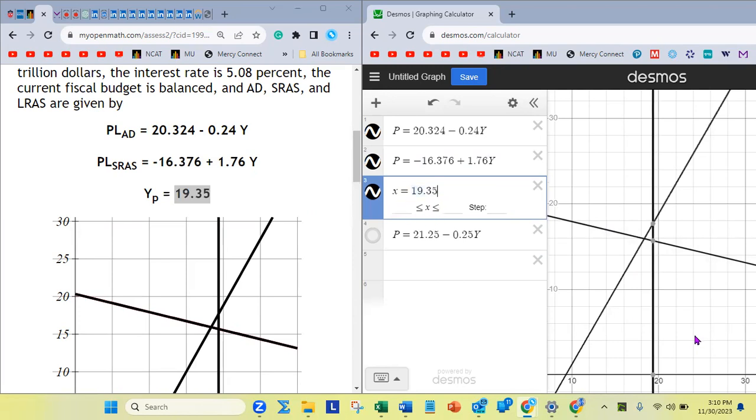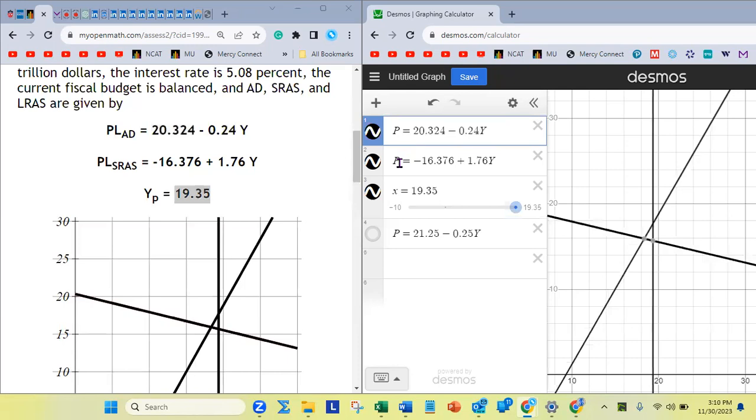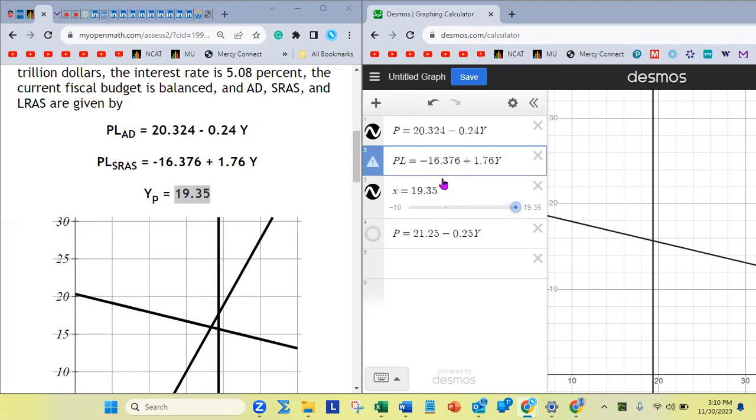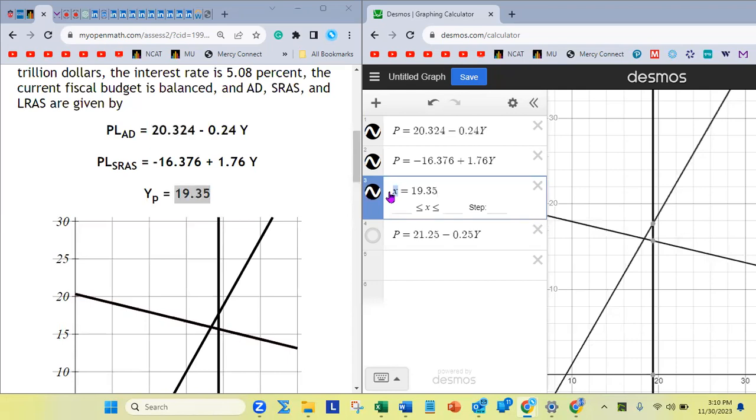Now, because Desmos is a math program and I want a vertical line, I have to use x instead of YP. So I'd like to use YP here, but I can't. In order to get a vertical line, I have to use little x. I'd like to use PL here and PL here, but I can't because Desmos thinks I'm multiplying P times L, right? So I have to use just P's. So this is the price level on the aggregate demand curve. This is the price level on the short run aggregate supply curve. And this is the value of GDP, what it should be if we're at full employment, also known as potential GDP.